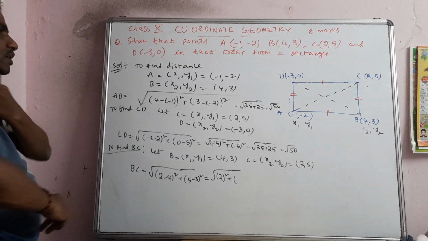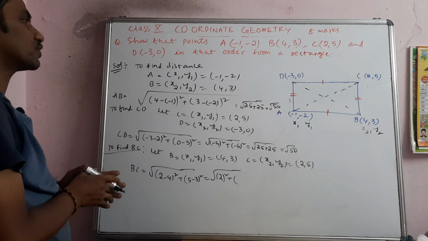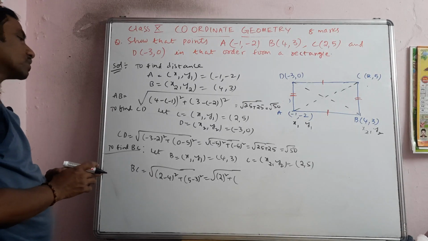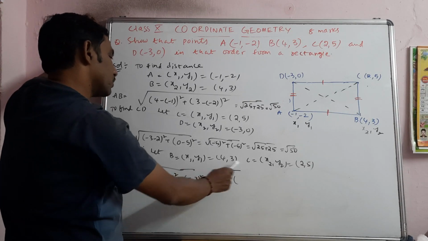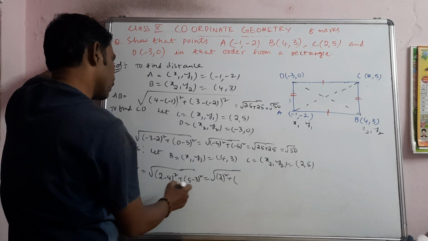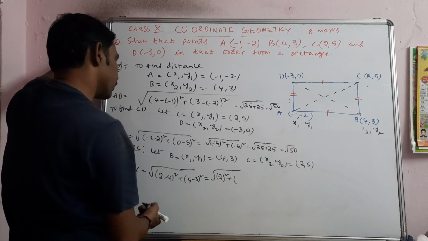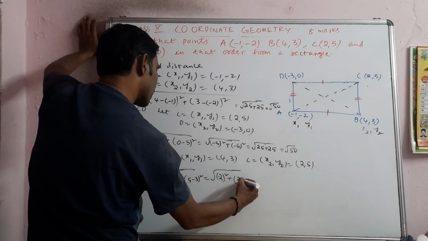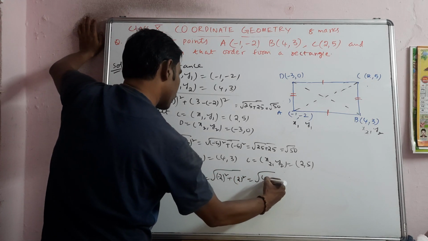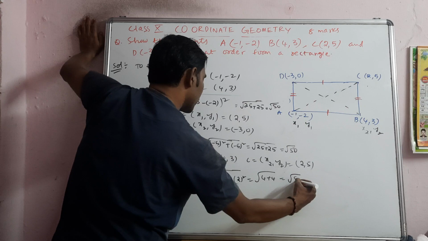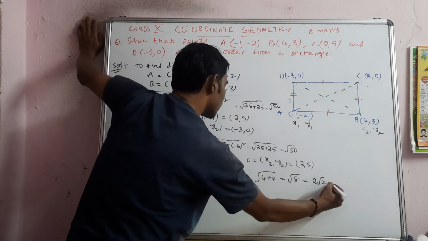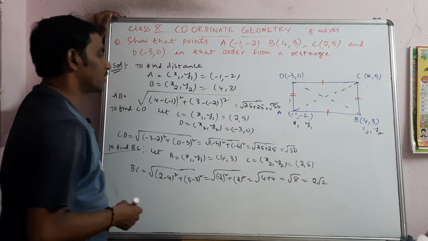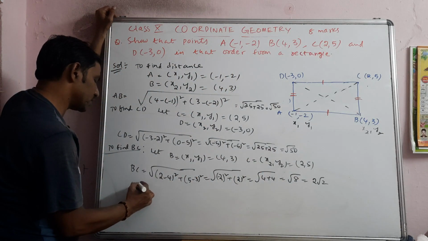Okay, let me once check. B is 4 comma 3, C is 2 comma 5. So for BC, 2 minus 4, minus 2 whole square, you will get 4, and y2 minus y1, 5 minus 3 whole square, means 2 square. So you are getting 4 plus 4, root 8. Root 8 is nothing but 2 root 2, or otherwise you can stop at root 8 also. Done.